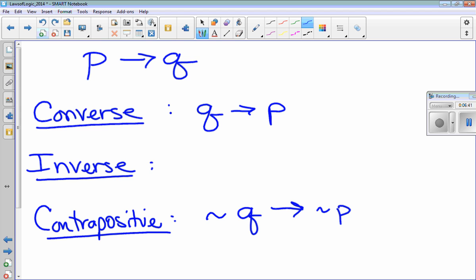Good. Just out of curiosity, the inverse is going to be what? Not P, implies that, not P. Yeah. Pretty easy. And honestly, there's nothing more than just memorizing that stuff. Which things have the same truth value all the time? Contrapositive and what? The original statement.